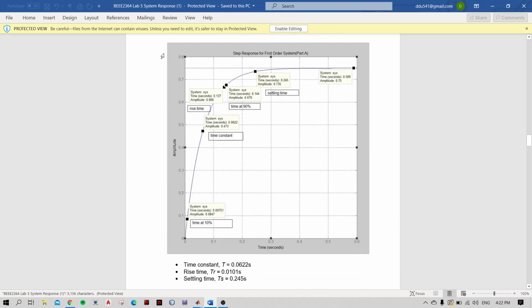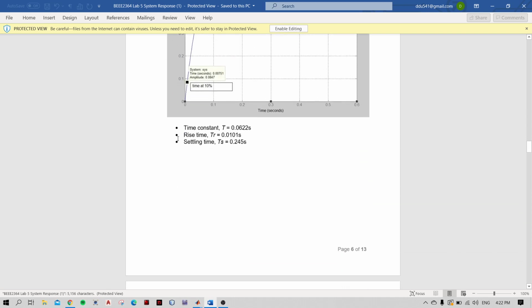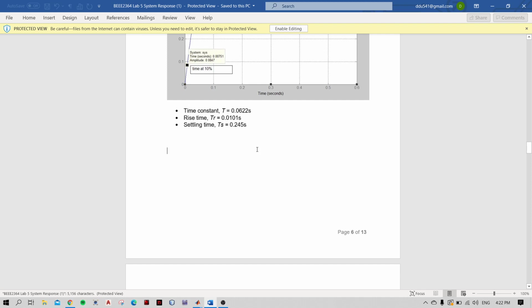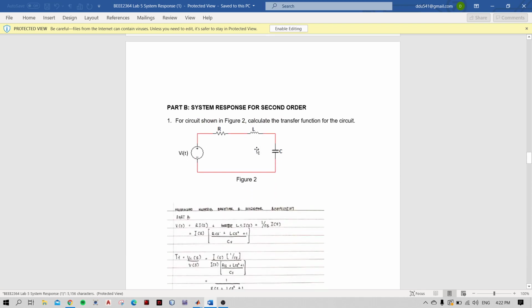Then this is the graph that I got. This is time at 10%, time at 90%, settling time, rise time, time constant. This is the answer for time constant, rise time, and settling time. And then we go to part B, system response for second order.